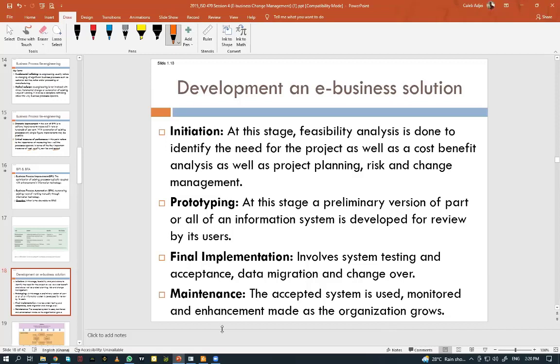Then the last one is the maintenance. After it has been accepted, then we need to continuously monitor and enhance. Okay, the accepted system is used, monitored and enhancement made as the organization grows. So as you move along, newer things are coming up. So you need to keep adjusting your system to suit the current trend of the system. Don't forget that we said organizational strategy must be agile.